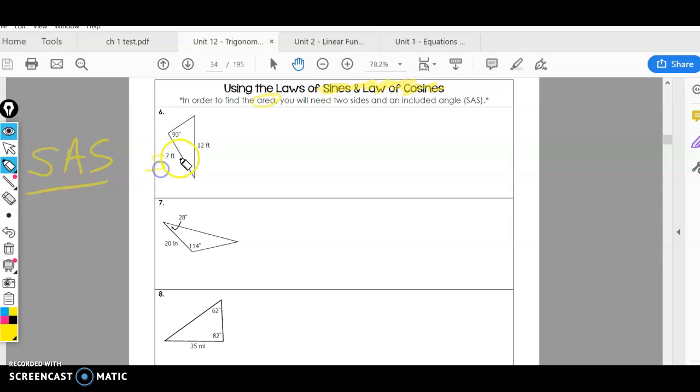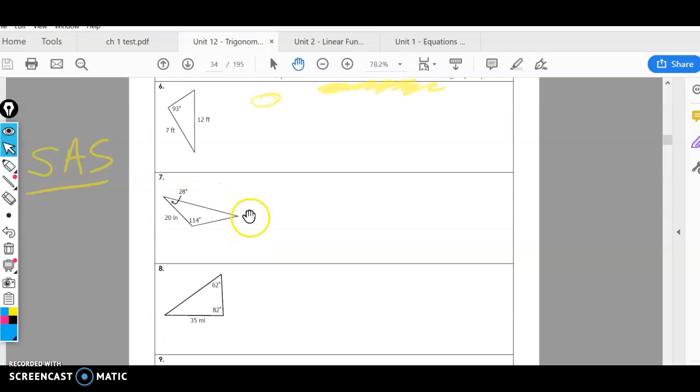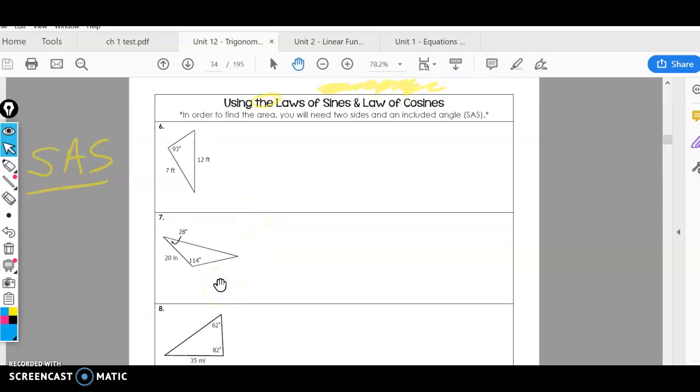For example, here we have a side and a side, but the angle that we're looking for in between the two sides is not there. Instead, we have this random angle up there. So let's try to find this angle here before we find the area. Use law of sine for these to find the missing angle. Whenever we're given all the sides, that's when you use law of cosine. So in problems like 9 and 10, you do law of cosine to find the missing angle, but for 6, 7, and 8, we're going to use law of sine.